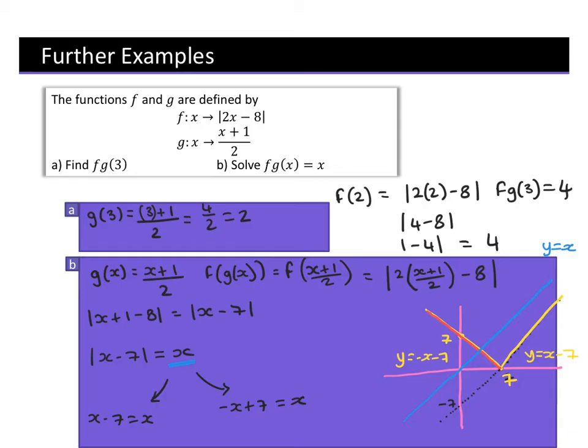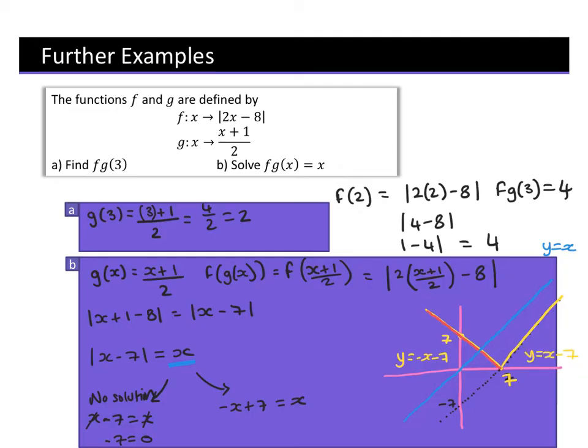Now, if you look, it's physically impossible. If we did x minus 7 equals x, well, I could take away x from both sides. I get minus 7 equals 0. What do we call that? A mathematical error. It's not possible, is it? Is minus 7 the same as 0? No, so this one has no solution, which we know from the graph, because this line is parallel to this line.